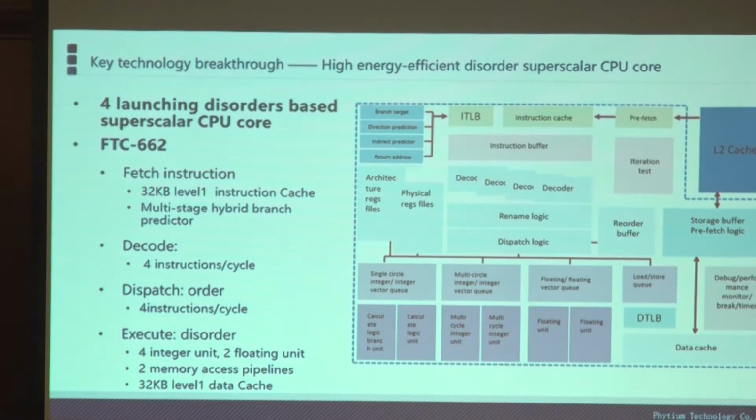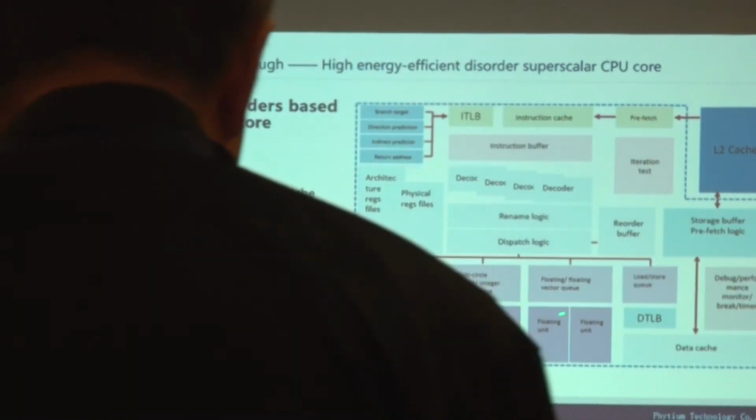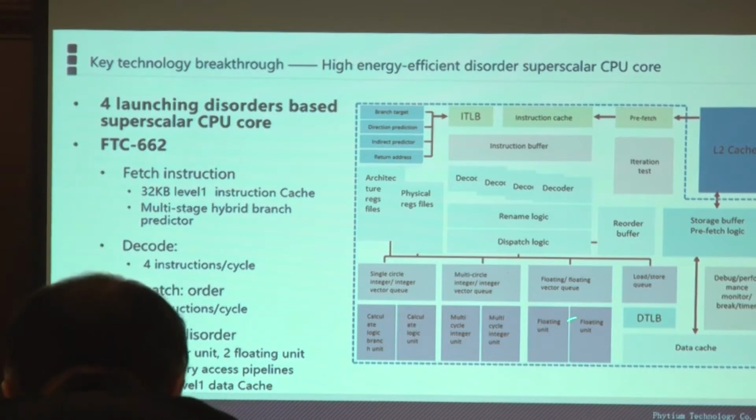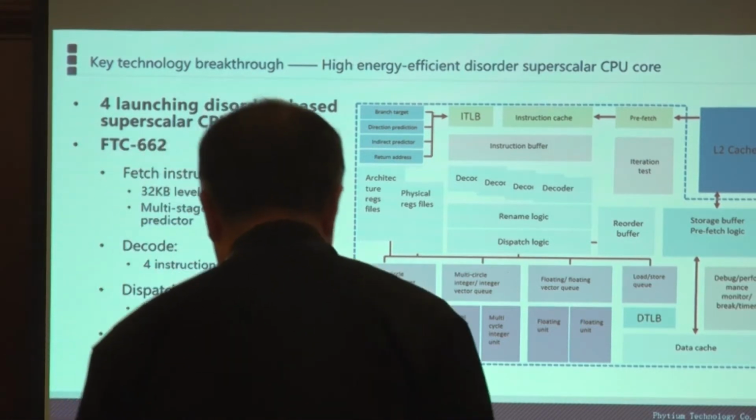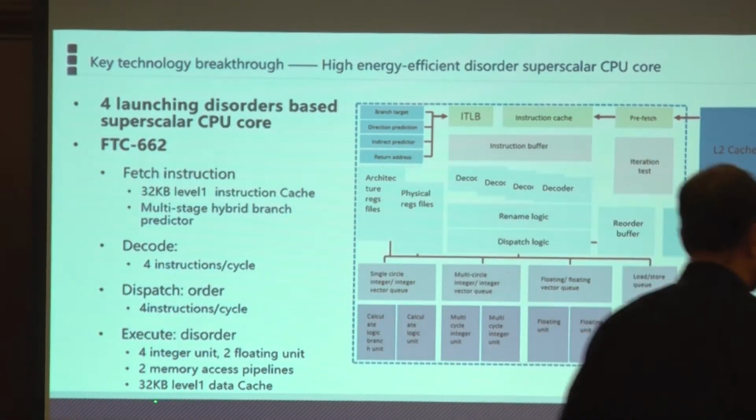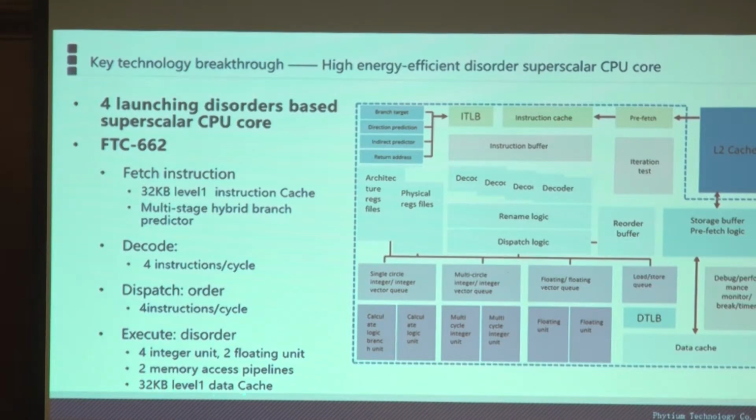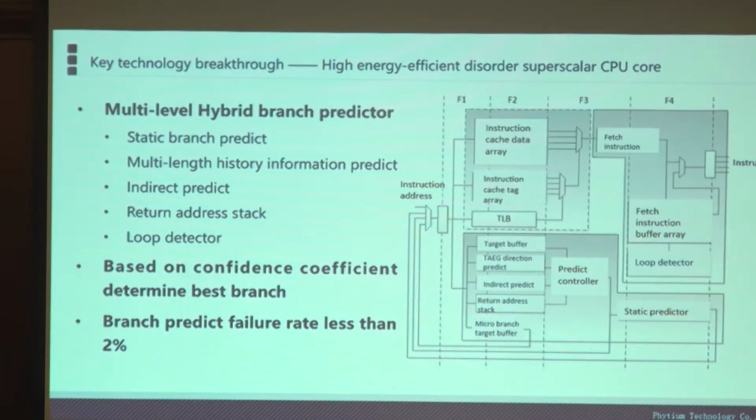Execute is out of order, with 4 integer units, 2 floating-point units, and 2 memory access pipelines, and a 32 kilobyte level 1 data cache to improve the efficiency of the core, and we have improved the predictions.